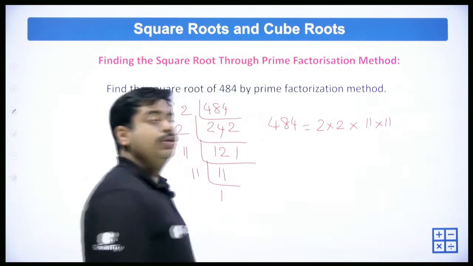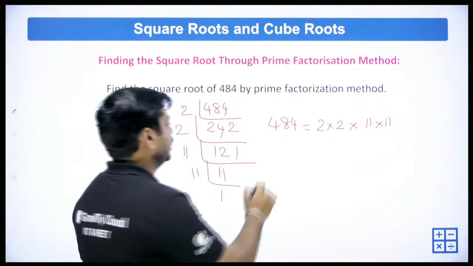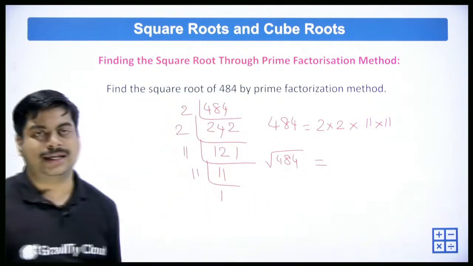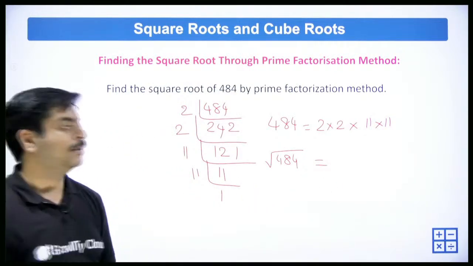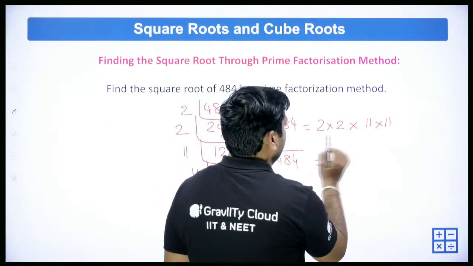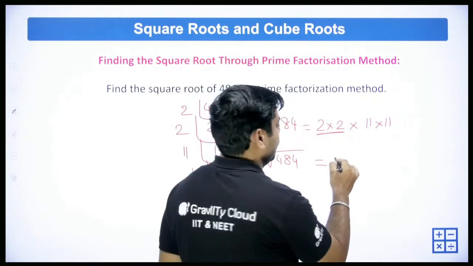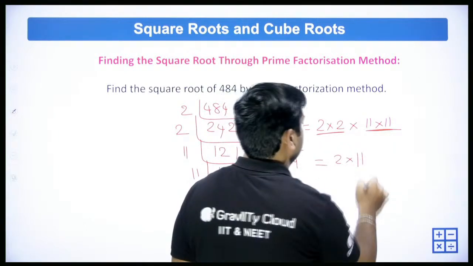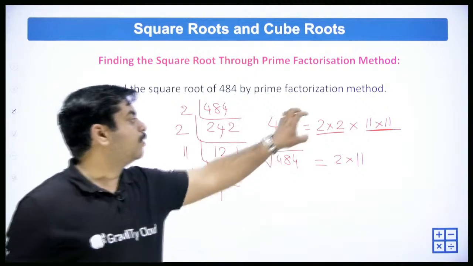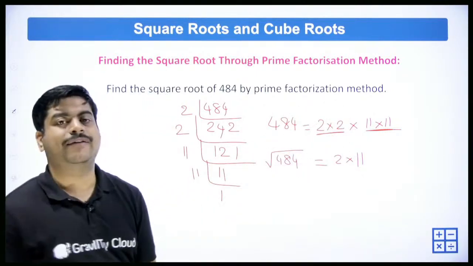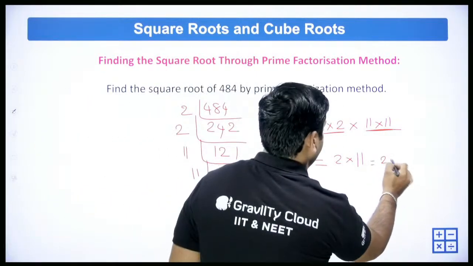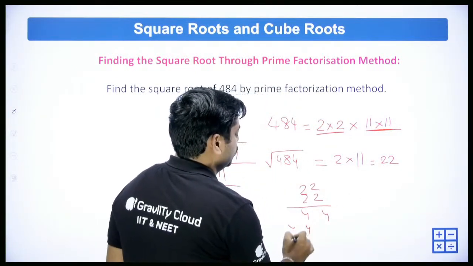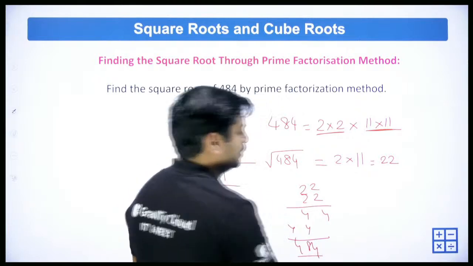So now to get the square root of 484, we need to see how many pairs of numbers there are and bring them out. 2 is repeated twice, so take it once, and 11 is repeated twice, so take it once. So that is 2 into 11, which is 22. Let's verify that. 22 into 22 is 484, exactly the correct answer.